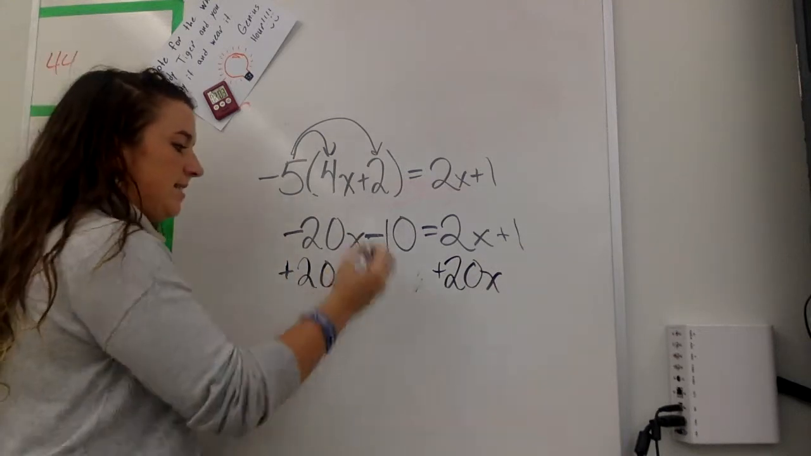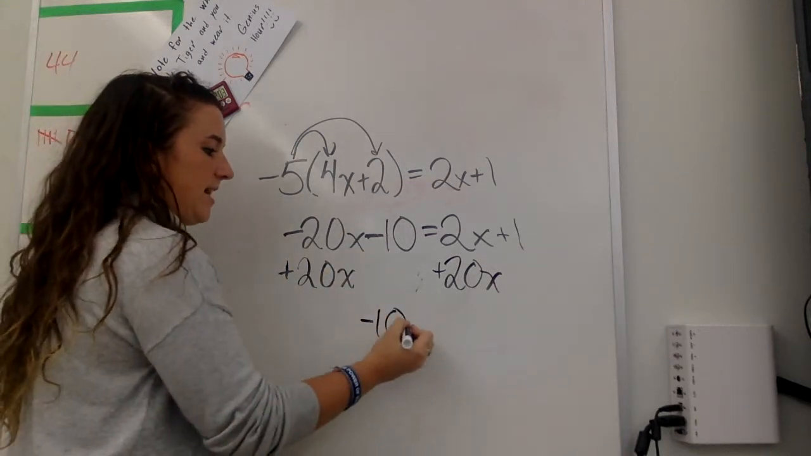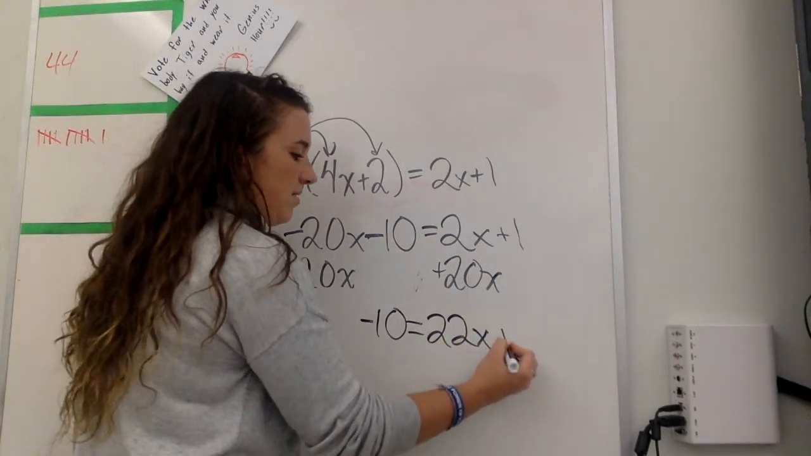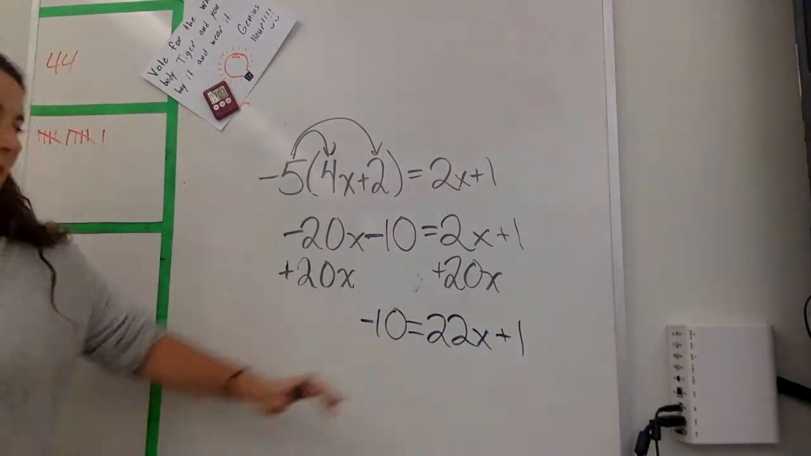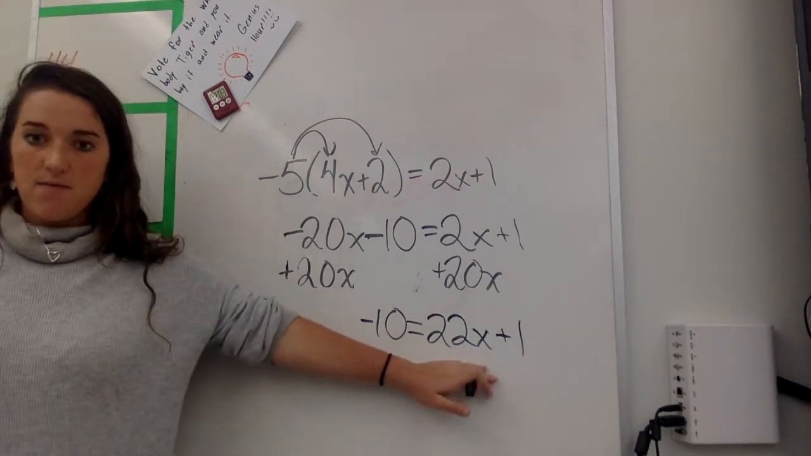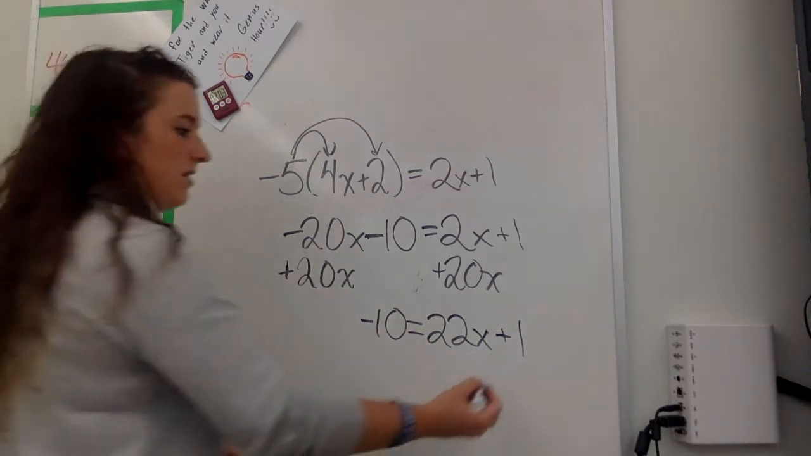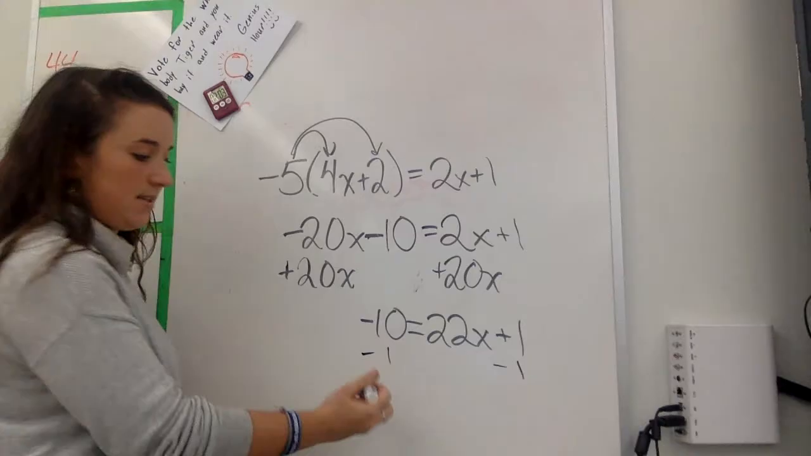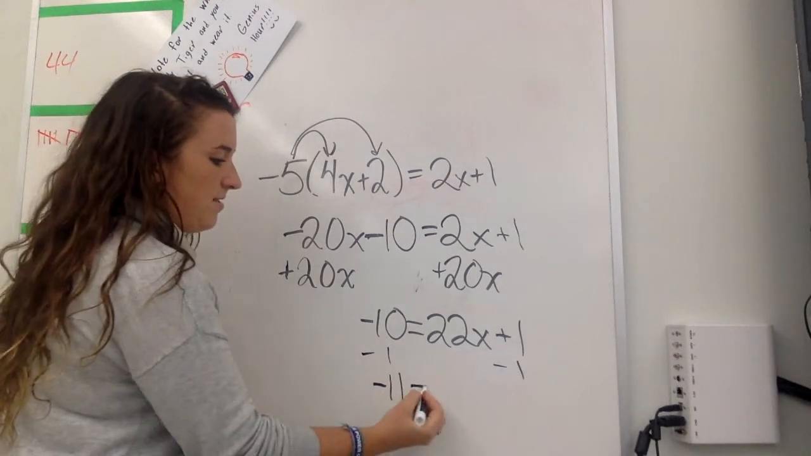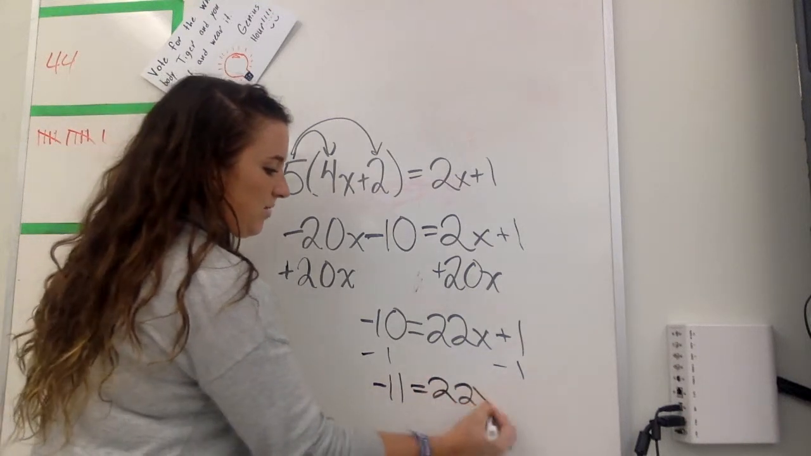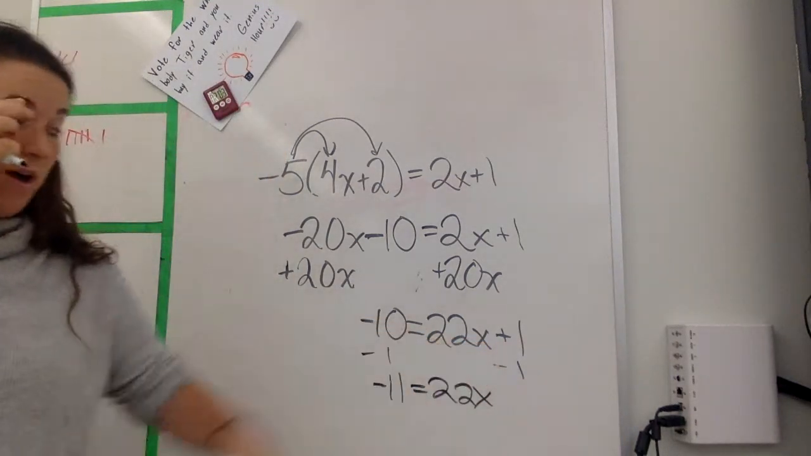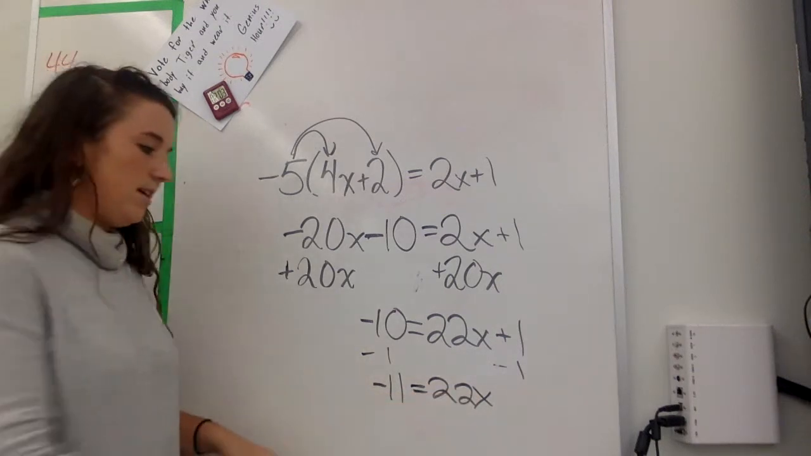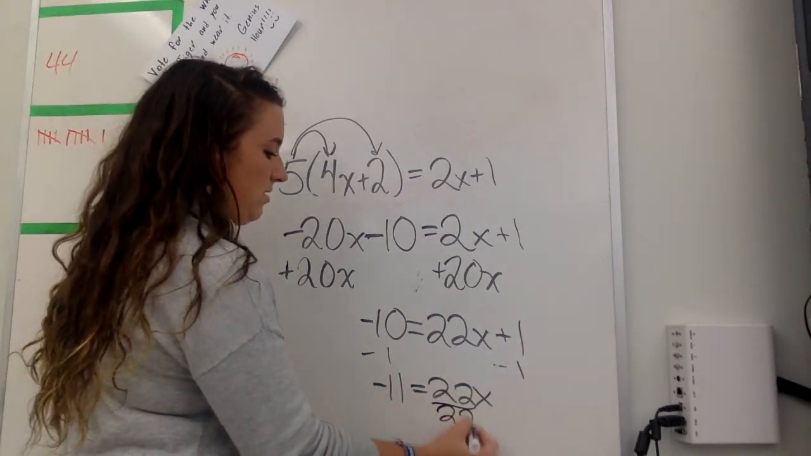-20x plus 20x is 0, so I'm just left with -10. And then on this side, I'm left with 22x plus 1. Still trying to get these x's by itself. What do I need to do next? Subtract 1 on both sides. -10 minus 1 equals -11, which equals 22x. 1 minus 1 is 0, so they cancel out. Last thing I can do is divide by 22.